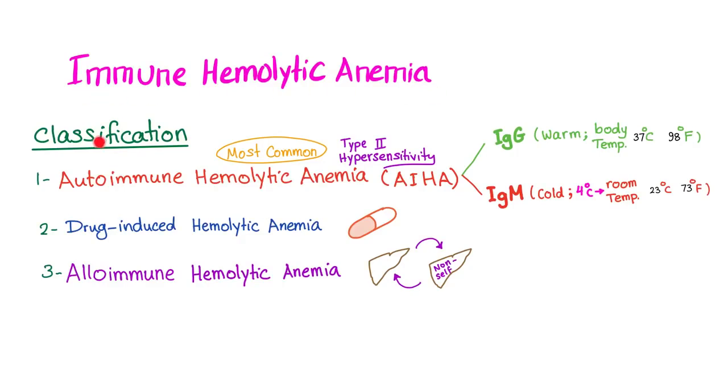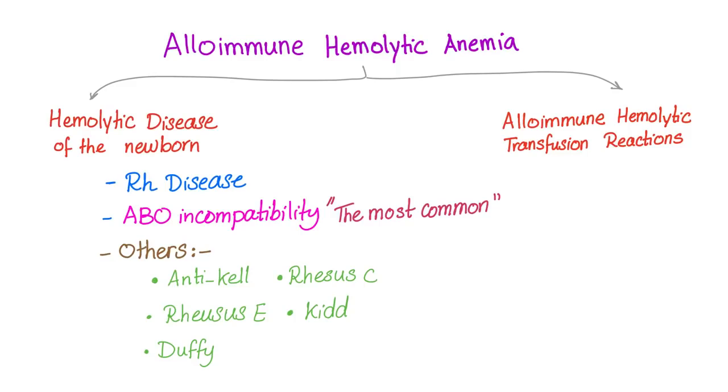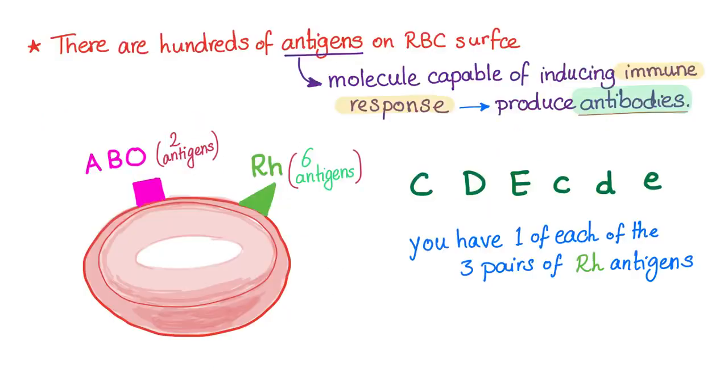Immune hemolytic anemia has 3 subtypes. Autoimmune hemolytic anemia, the most common, warm or cold. Drug-induced hemolytic anemia. Alloimmune hemolytic anemia, which is our topic now. Alloimmune hemolytic anemia is further subdivided into hemolytic disease of the newborn and alloimmune hemolytic transfusion reaction. Here we have Rh disease, ABO incompatibility. To understand Rh disease, let's understand the Rh.